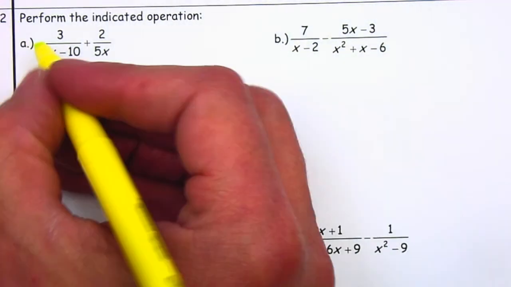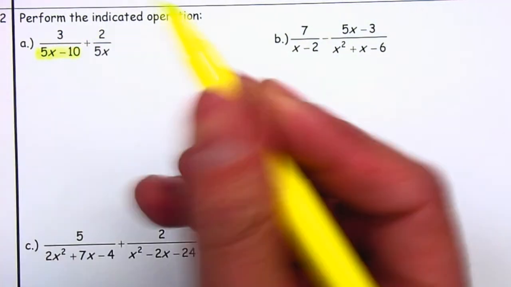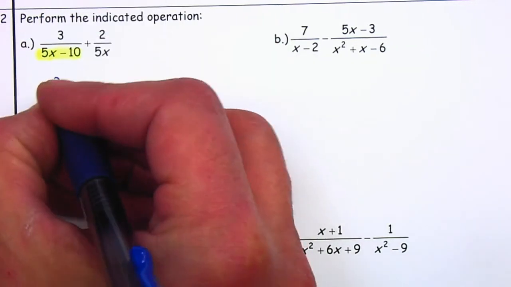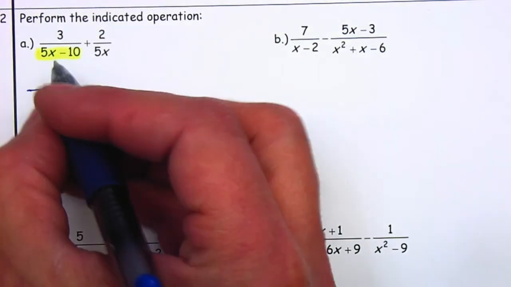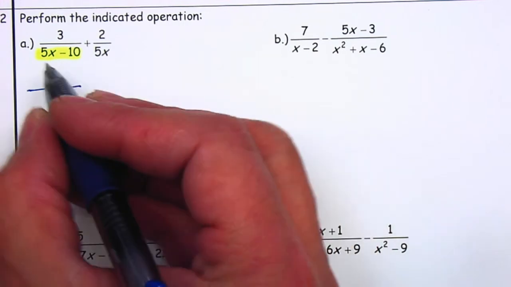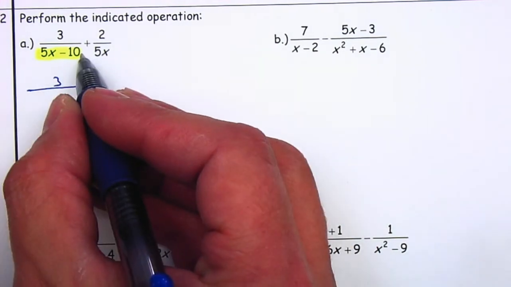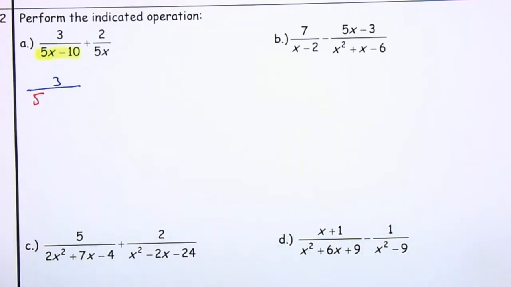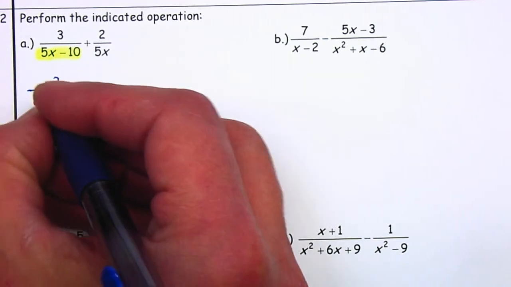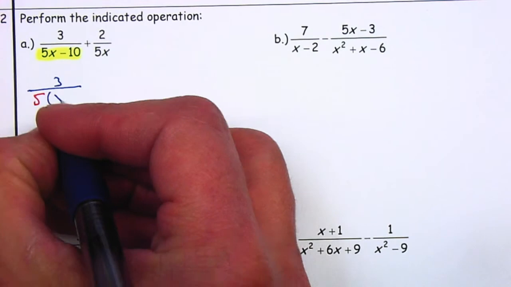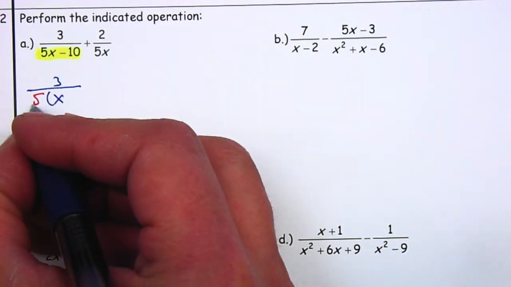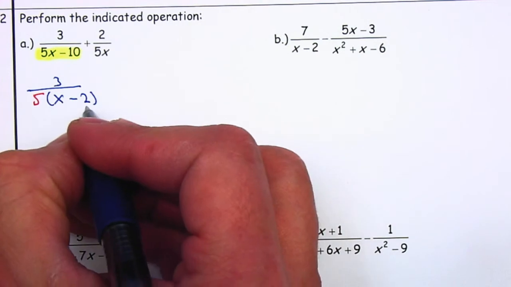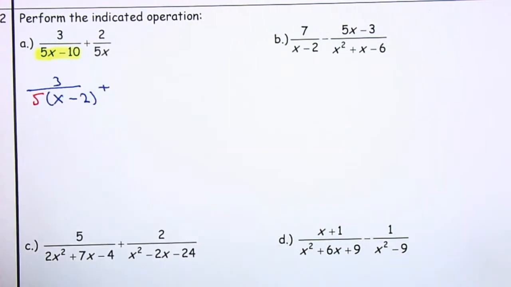I can go and factor out this denominator. So it will still be 3 over. Take out the common factor. What number divides 5 and 10? 5. Do they both have an x? No. So I can only take out 5. What do I need to multiply 5 by to get 5x? It will be x. What do I need to multiply 5 by to get negative 10? It will be negative 2. Then plus.